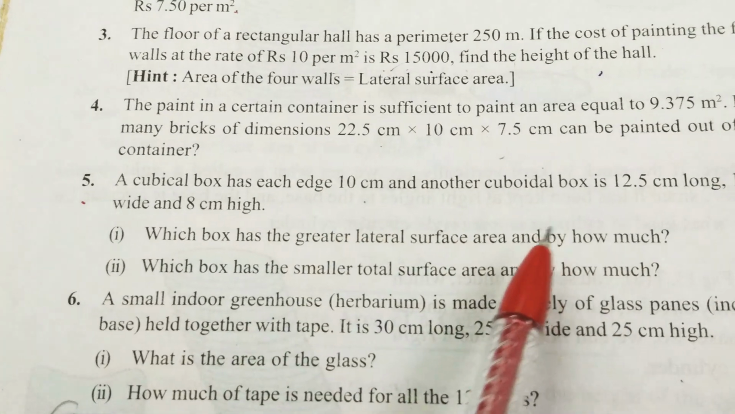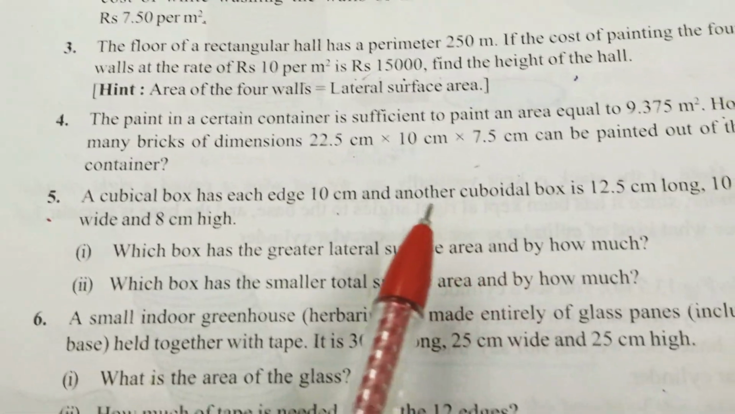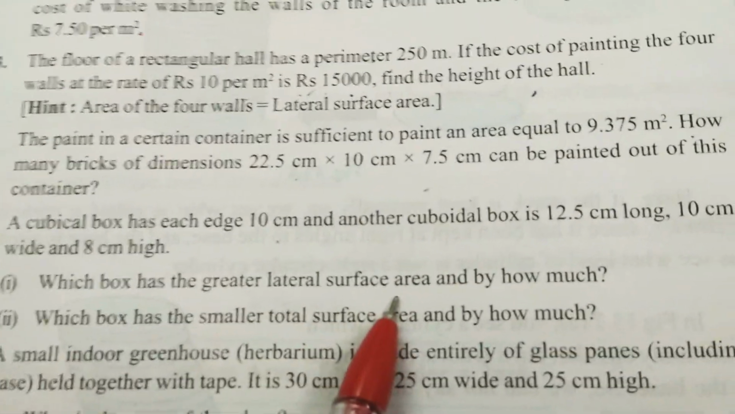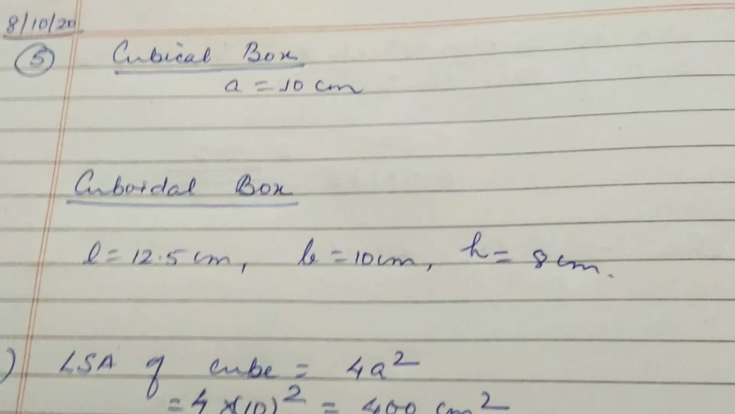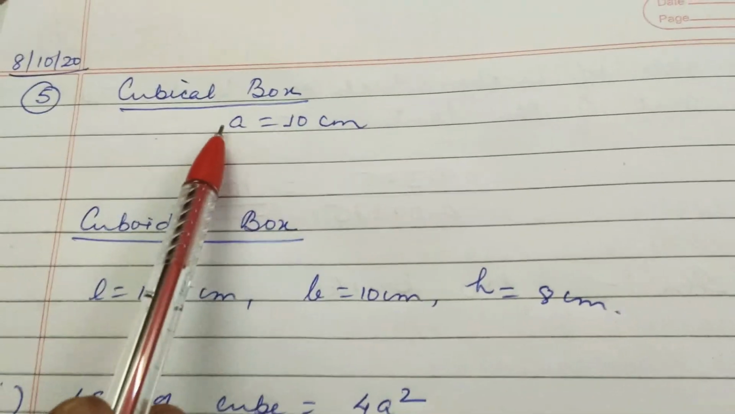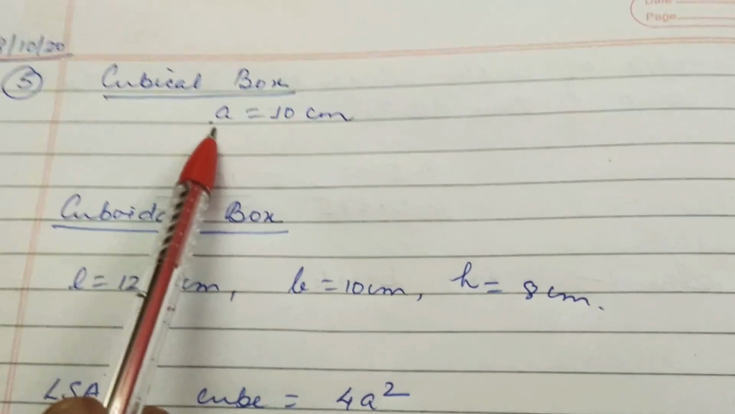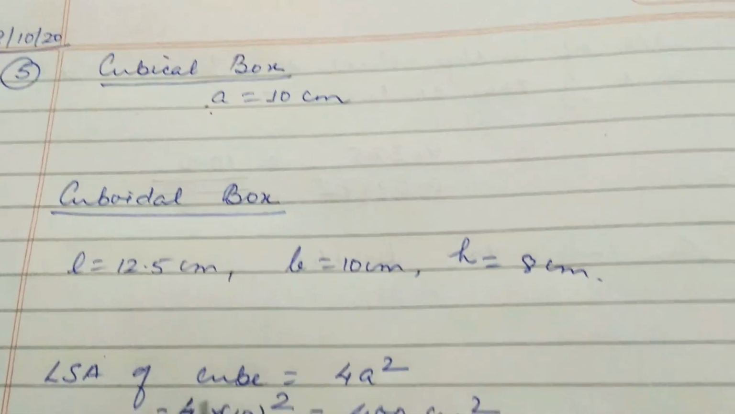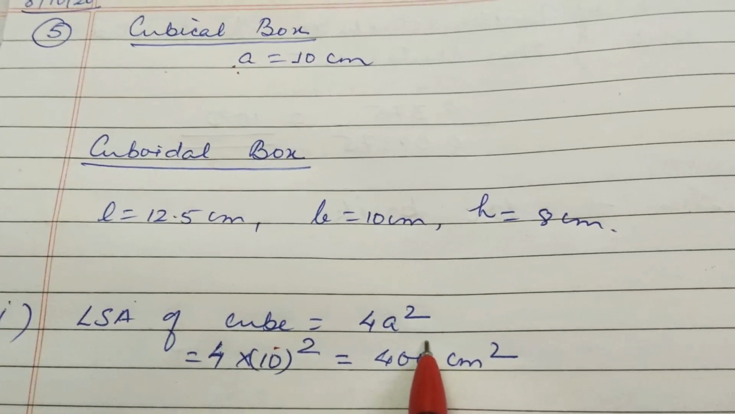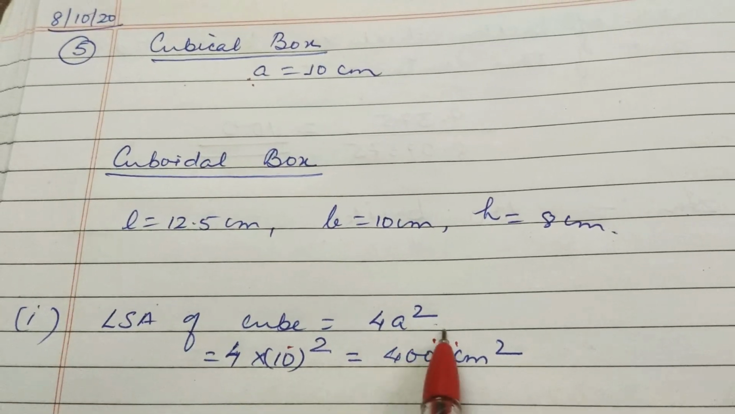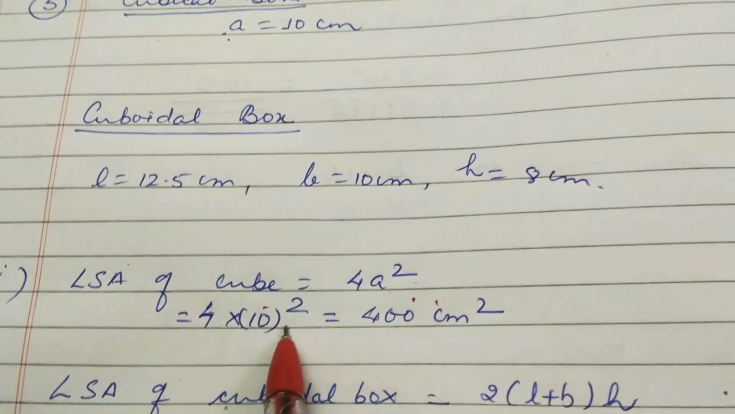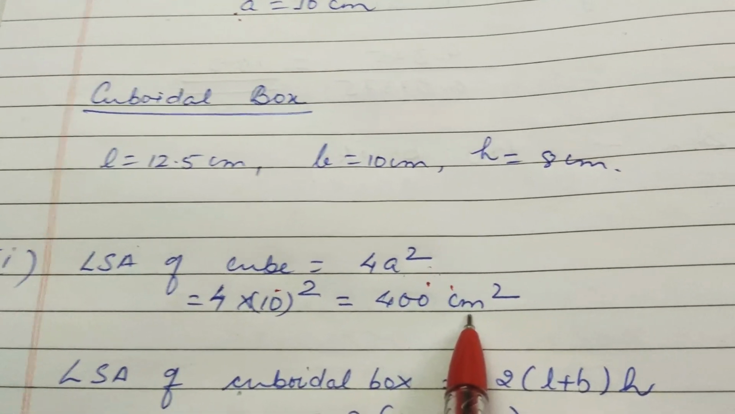So there are two types of boxes. One is the cubical and the other is cuboidal. So we have to compare the lateral surface area and the total surface area of the two boxes. Thus a cubical box whose edge is 10 centimeter, which we denote by A. So the lateral surface area of cube is 4A square. Lateral surface area means area of the four walls. So just put it into the formula. A equals 10. So 4 into 10 square, that is 400 centimeter square.